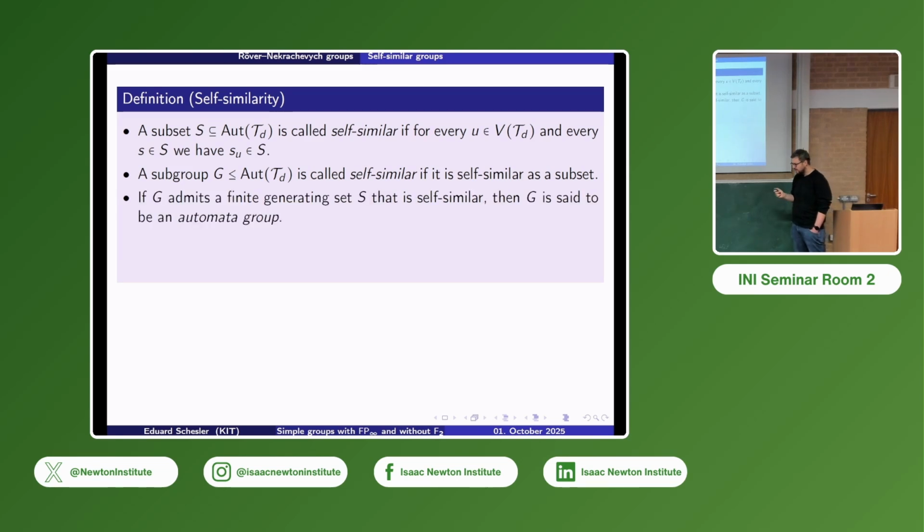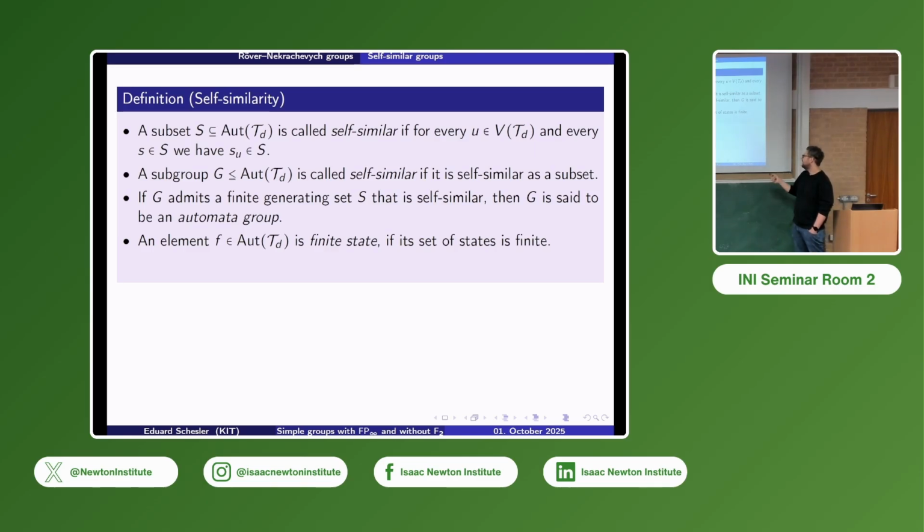So now, apparently, in the literature, there is a bit of confusion with self-similarity and related notions. So let's recall related notions, first because they will appear, and second because apparently there's a bit of confusion. First of all, there is a notion of automata groups, which is slightly more restrictive than self-similarity, although it is hard to find examples that are self-similar but not automata groups.